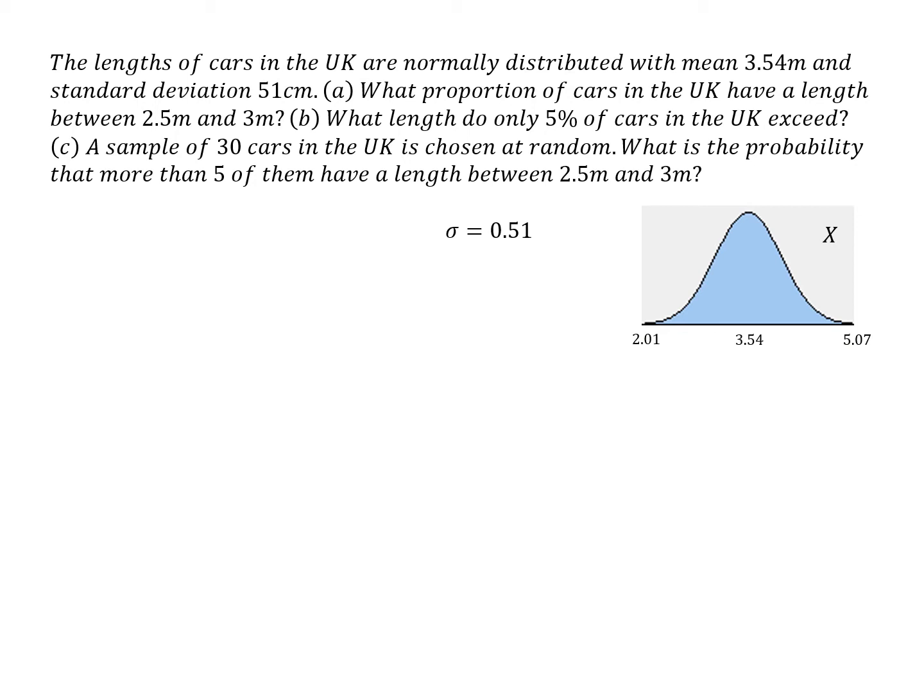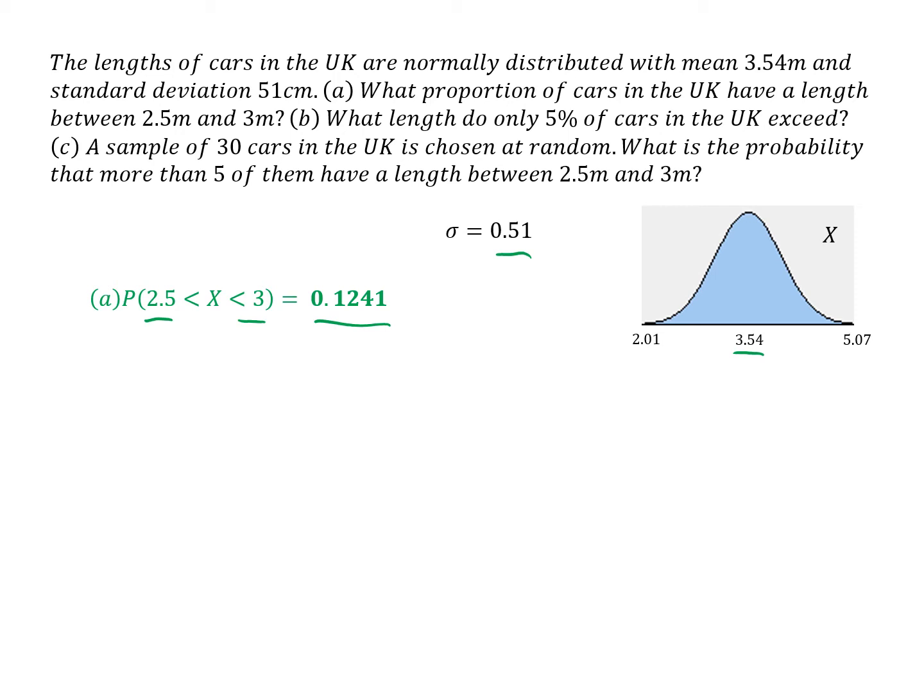And we're trying to find the proportion of the cars in the UK that have a length between 2.5 and 3. So 2.5 is something like that, and 3 is something like that. So we're looking for that area there. Using our calculators, putting a lower figure of 2.5 and upper of 3, standard deviation of 0.51 and mean of 3.54, we should get a figure of 12.41% or 0.1241. So that's part A.